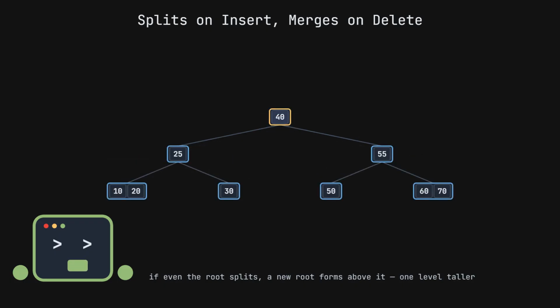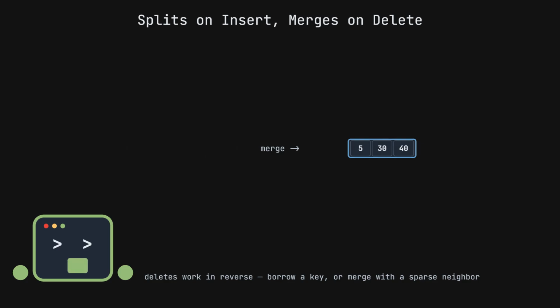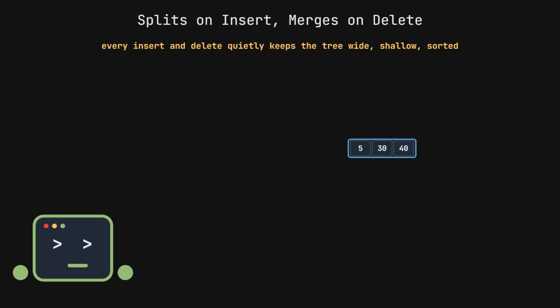If even the root splits, a new root is created above everything, and the whole tree grows exactly one level taller. Rare, but that's how it happens. Deletes work in reverse. A node that gets too empty either borrows a key from a full neighbor or merges with it if the neighbor is sparse too. This self-balancing is automatic and constant. Every insert and delete quietly keeps the tree wide, shallow, and sorted.